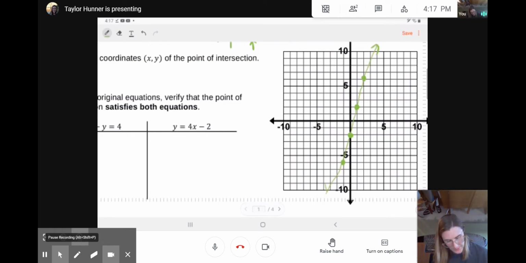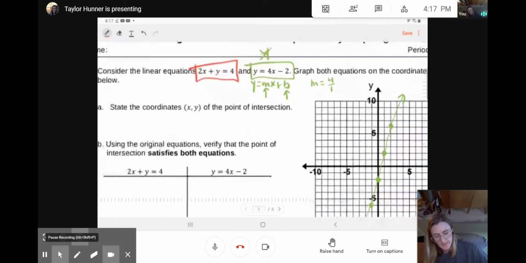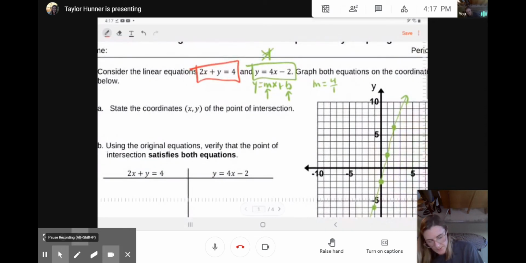Hopefully you have a ruler so that your line is much straighter than mine. Second line, I want to get this into slope-intercept form, which means I'm going to subtract 2x from both sides because I want the y to be alone on one side of the equation. So then I have y is equal to -2x plus 4. Now my y-intercept starts at +4, and my slope is going in the opposite direction because it's -2. So I go down by 2 and then over by 1.